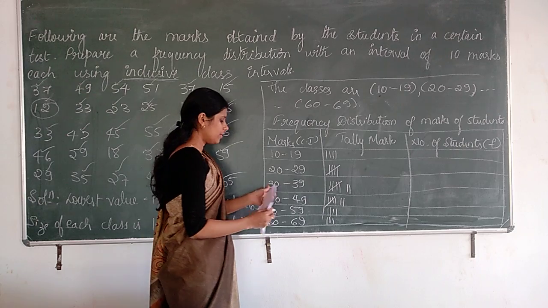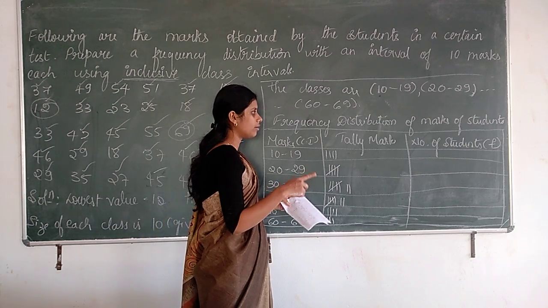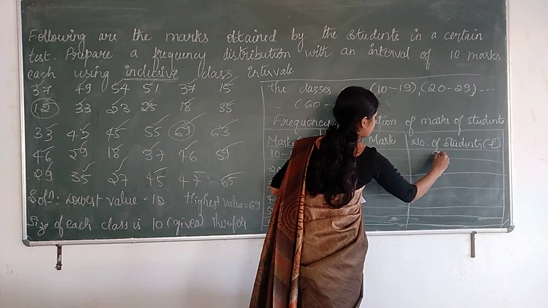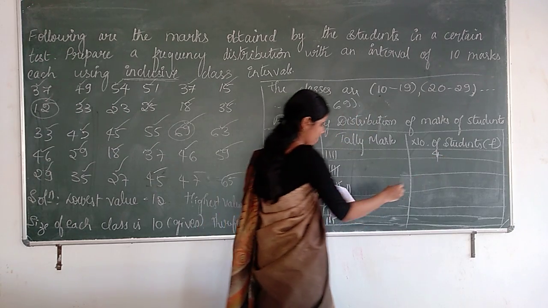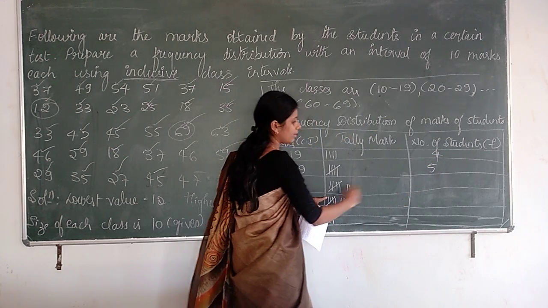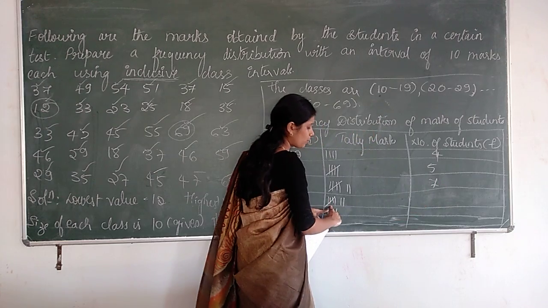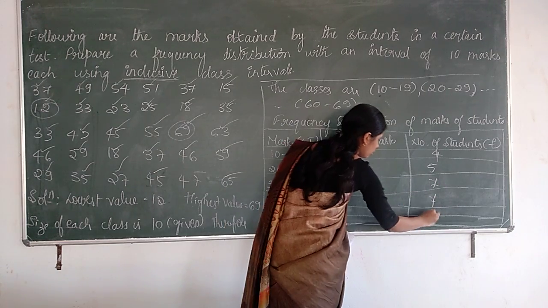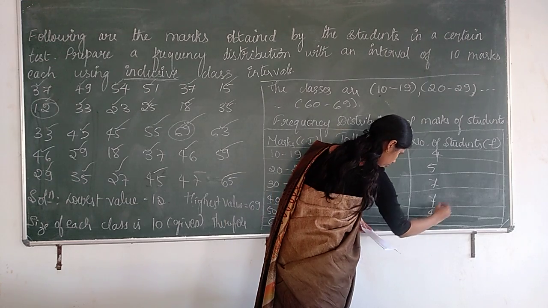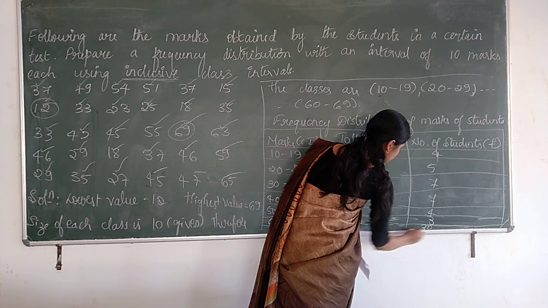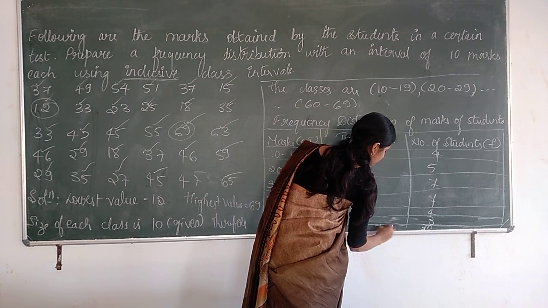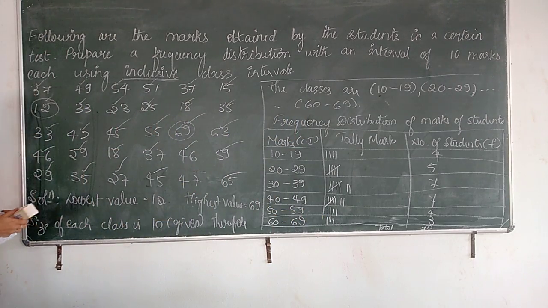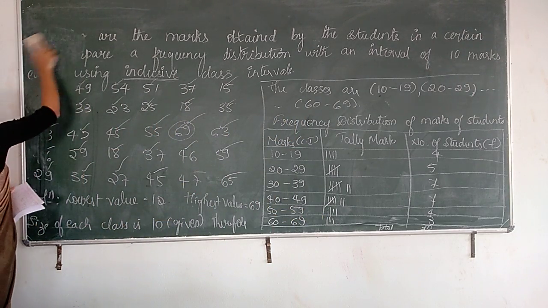Now count the frequency tallies and write the frequency. The first group frequency is 4. Next it is 5. Then it is 7. Next group also has 7 values. Then 4 and 3. When you make the total, it is 30. This is the continuous frequency distribution of marks of students.